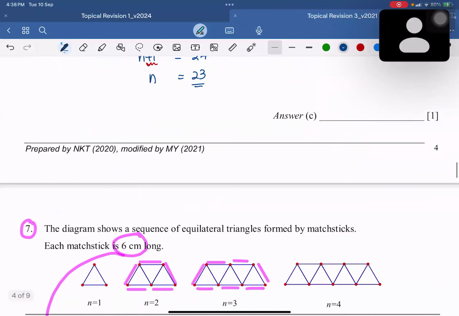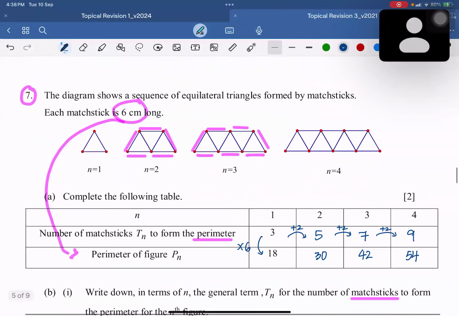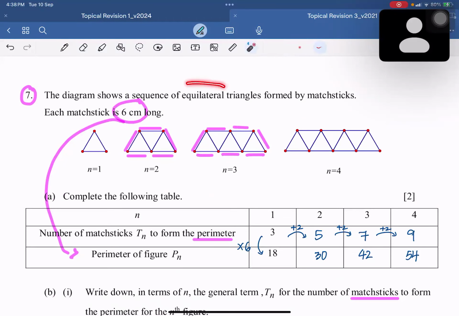Next question. Question number 7. The diagram shows a sequence of equilateral triangles, meaning all the sides are the same length. Each matchstick is 6 cm long. They want you to find the number of matchsticks to form the perimeter. Did anyone count the matchsticks in the middle as well? No, they only want the perimeter, only the outer. So you need to count the number of matchsticks outside.